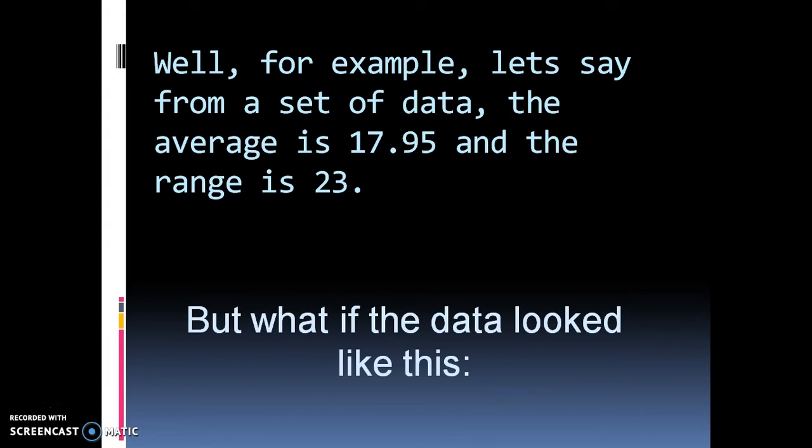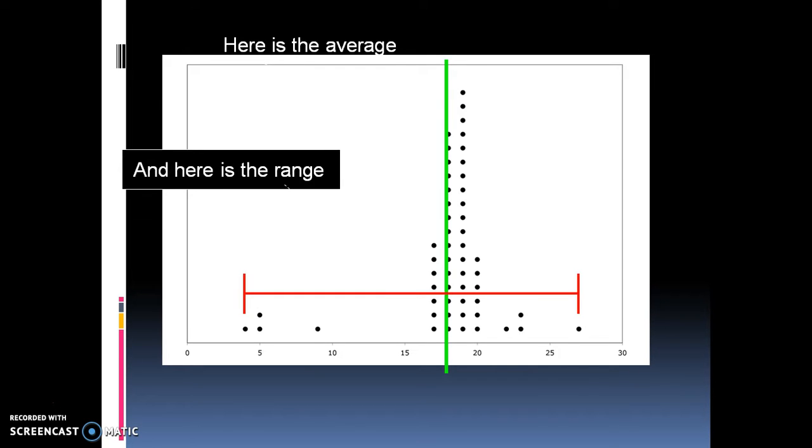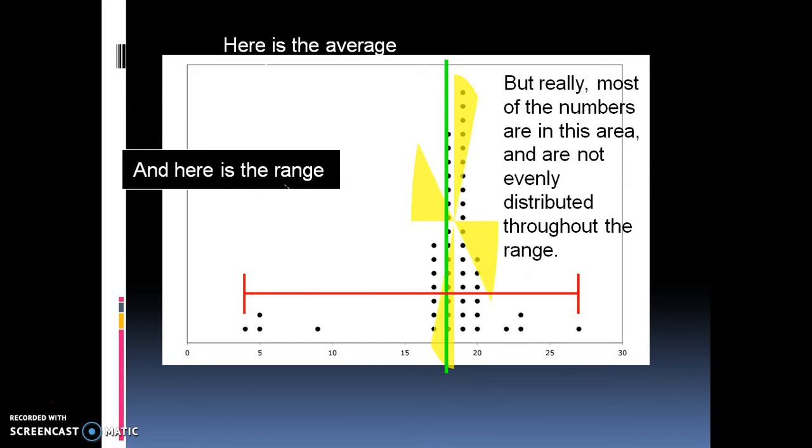Well, for example, let's say in a set of data that the average was 17.95 and the range was 23. And then what if the data looked like this? Well, here's the average, here's the range, but the average and the range do not tell us that there's this big group of scores in the middle, and there's no way to know just from the average and the range that you've got so many scores so close to the middle.